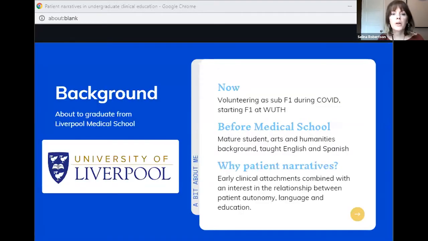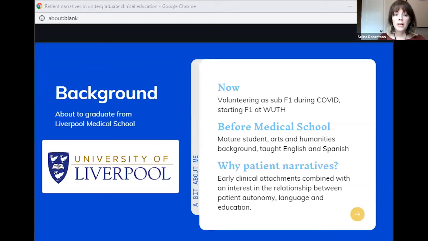So moving on a little bit about my background. I graduate today from Liverpool Medical School. I have been what we term up here sub F1 as part of the COVID response. And in about 10 days, I'm going to be starting as an F1 at Wirral University Teaching Hospital.